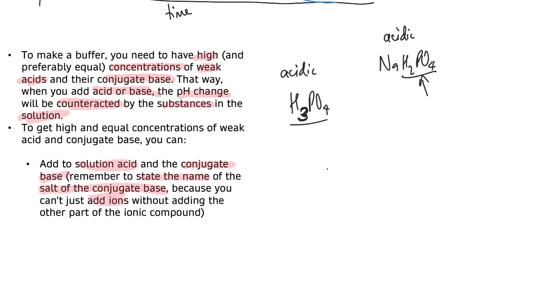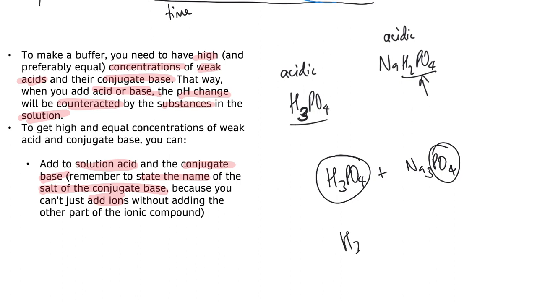So better to add in H3PO4 and some sodium phosphate, because here is your acid molecule form and here is your base molecule form, right? Or ion form in this case, right? So you would add those two things to make a buffer solution. Remember, why would this not be a very good buffer? Because this ain't a weak acid, all right? You need to find weak acids to make buffer solutions, okay?